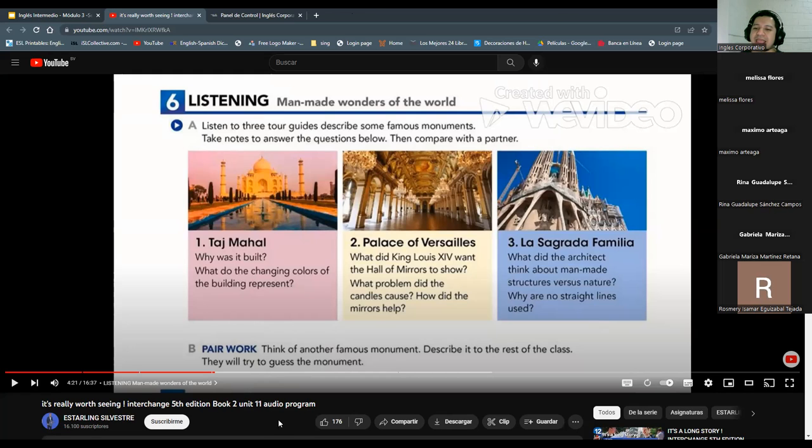That's what it says. And what do the changing colors of the building represent? The different moods of the woman. Very good. The different moods of women, right? How it changes during the day. Let's see, Palace of Versailles. What did King Louis XIV want the Hall of Mirrors to show? The garden? The garden?